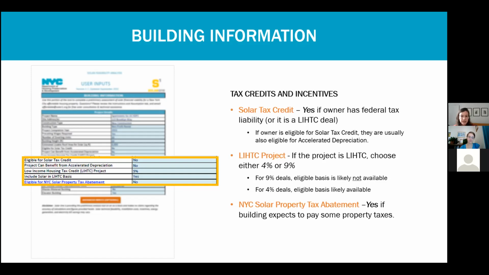If it's a LIHTC project, you can indicate whether it's 4% or 9%. And in our experience, we typically see solar is not part of the eligible basis for 9% deals, but for 4% deals, it is often part of the eligible basis, and that can have a really positive impact on the solar economics. So just make sure you fill out those fields correctly. And then finally, the New York City solar property tax abatement can also be a huge help for project economics. So if the building pays any property taxes at all, you can mark yes for that one.